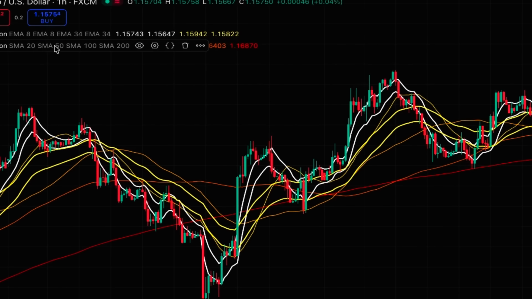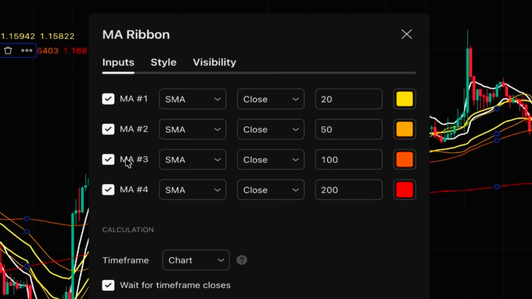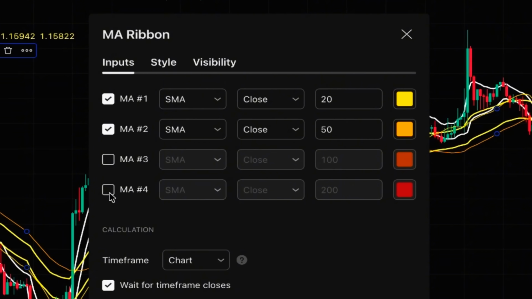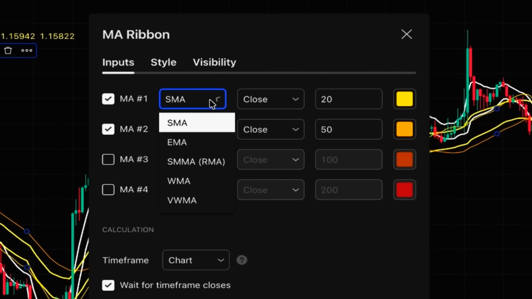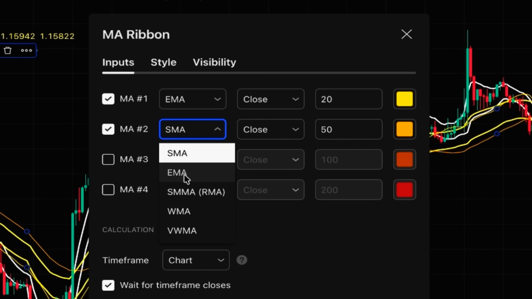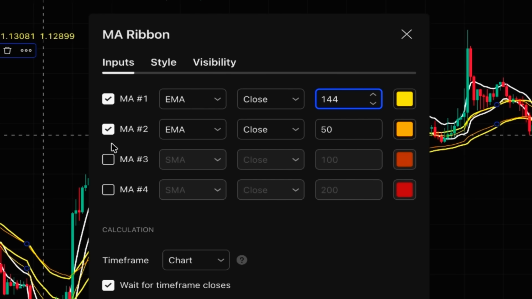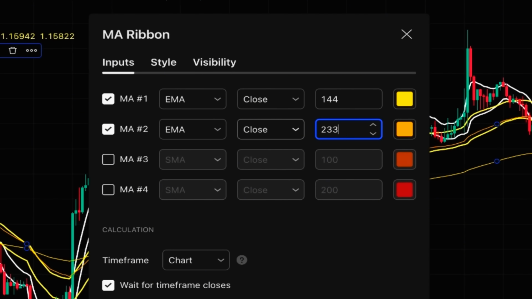So here we go to the settings of this ribbon, and here in the inputs tab we remove 2 of the moving averages because we need 2 moving averages here. For the first one it should be EMA, so we set it at EMA. For the second one also EMA, so we set it at EMA. For the first moving average we set the length at 144, and for the second moving average we set the length at 233, and source of calculation for them is close.